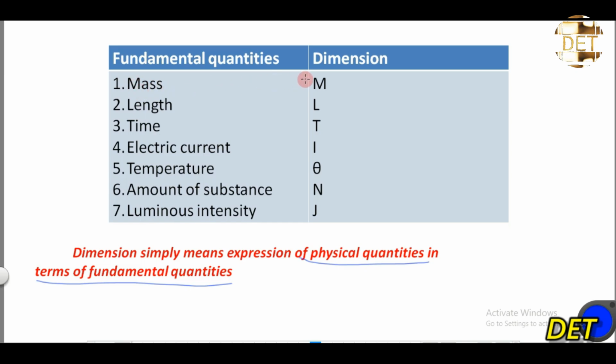The dimension for mass is M, the dimension for length is L, the dimension for time is T, the dimension for electric current is I, the dimension for temperature is theta, the dimension for amount of substance is N, then for luminous intensity it is J, right?